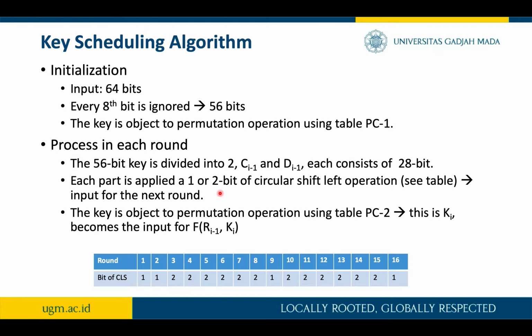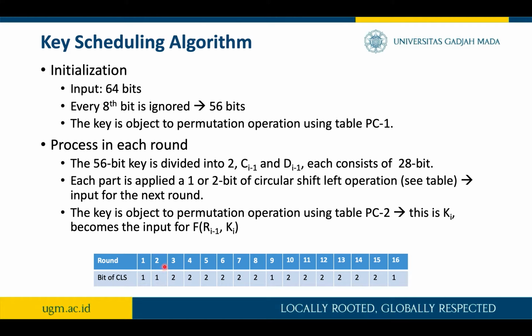Then each part is applied with a 1 or 2 bit circular shift left operation. Whether it is 1 or 2 is based on this table. So for the first round, we do a 1 bit circular shift left operation. For the third round, we do a 2 bit circular shift left operation.